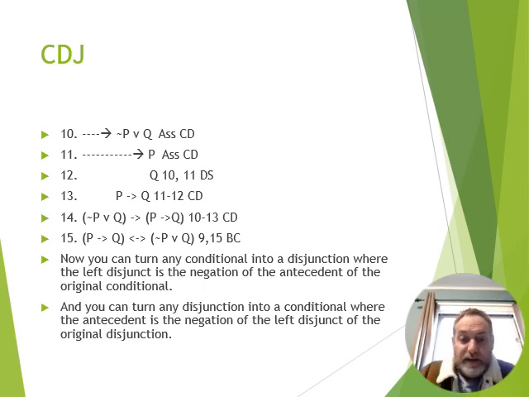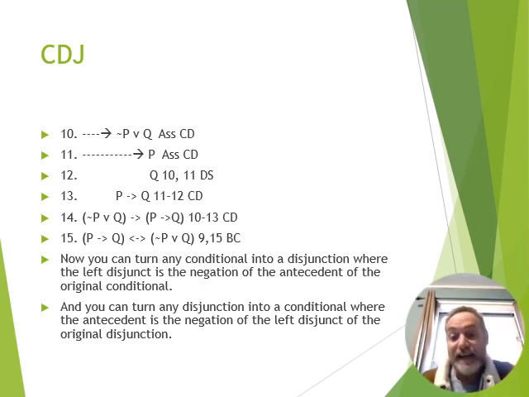So that's what I just said, right? You can turn any conditional into a disjunction where the left disjunct is the negation of the antecedent of the original conditional. I know that's a mouthful. Hopefully at this point in the course, you've got your bearings with this terminology. And you can turn any disjunction into a conditional where the antecedent is the negation of the left disjunct of the original disjunction. Notice the consequent of the conditional just becomes the right disjunct and vice versa. That one doesn't get changed. The antecedent gets negated when it turns into a disjunction, and the left disjunct gets negated when it gets turned into a conditional. So you're really only messing with the left part.